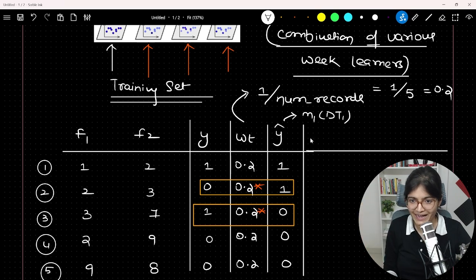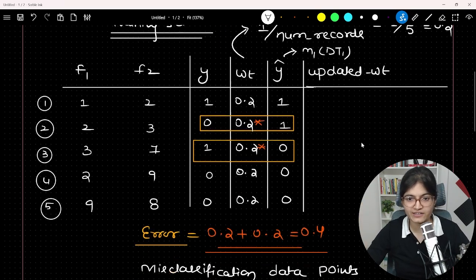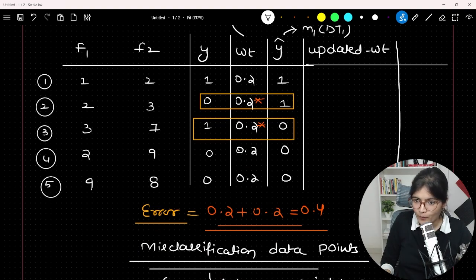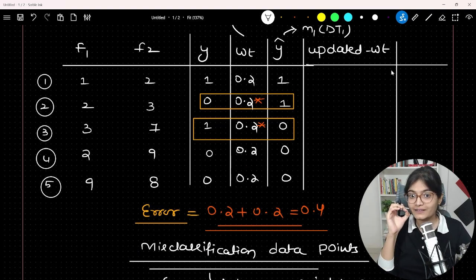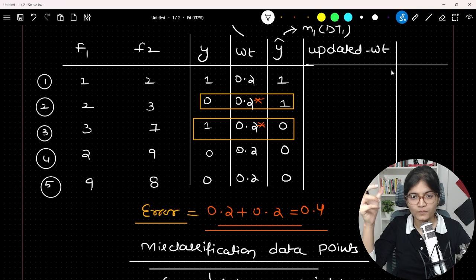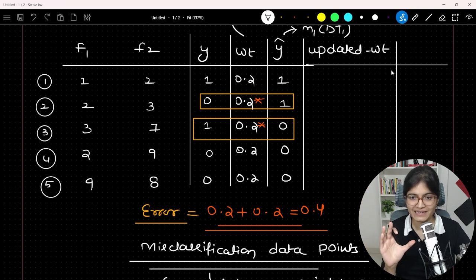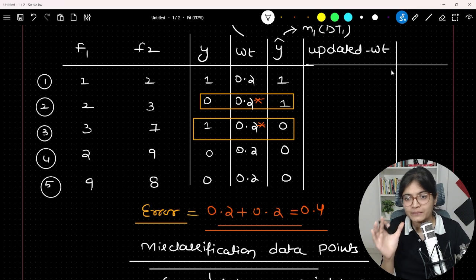Now the question is, what we have to do in the next iteration. When we pass to the next iteration, we have to update these weights. We have to update these weights in such a way that the points which are misclassified have a higher weight value, and the points which are correctly classified are assigned a lower weight value, so that it gives an indication to the model that you have to majorly focus on these 2 misclassified points. So how is that done?